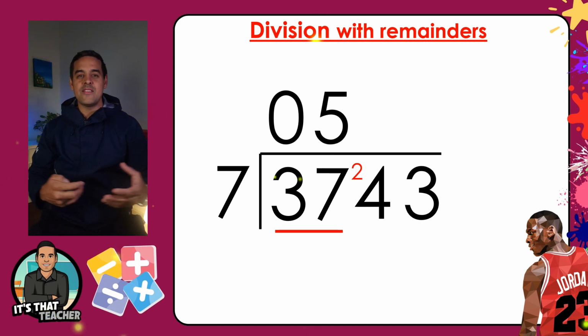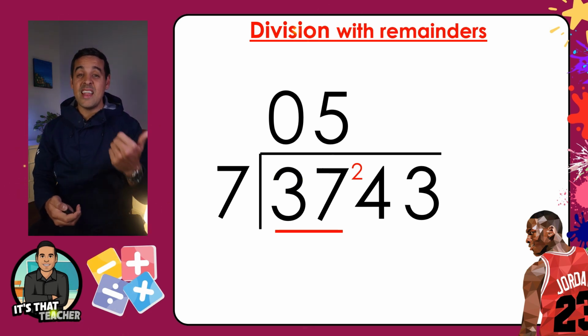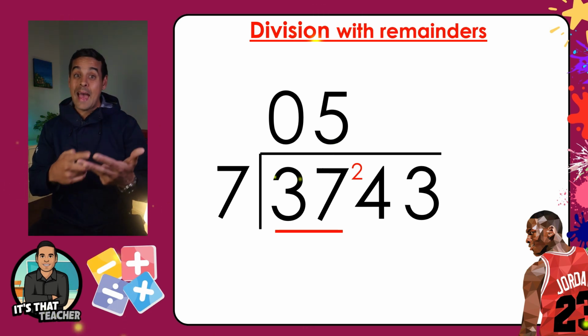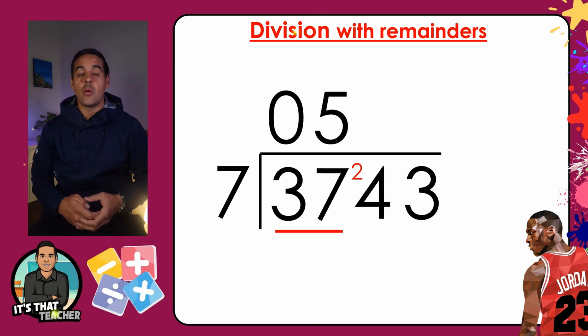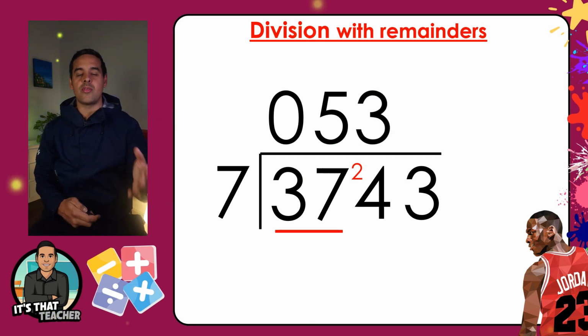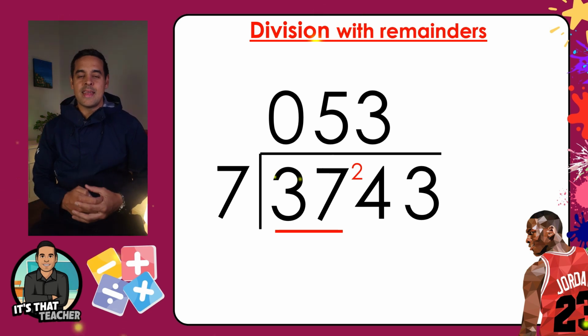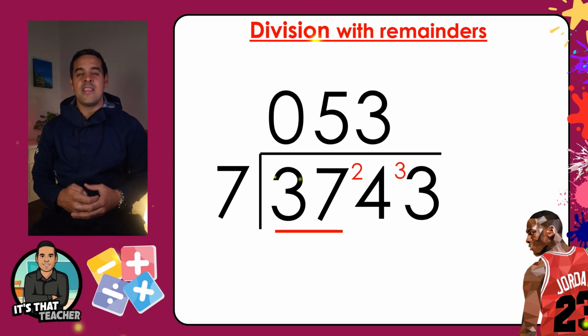How many 7s can fit evenly into 24? That answer would be 3, 7, 14, 21, 28. That's too many. We need to go backwards. So 21 would be 3 7s can fit evenly into 21. So you put a 3 there. Now we've used 21 of the 24 numbers. So 22, 23, and 24. We have 3 remainders. That's how you work it out.